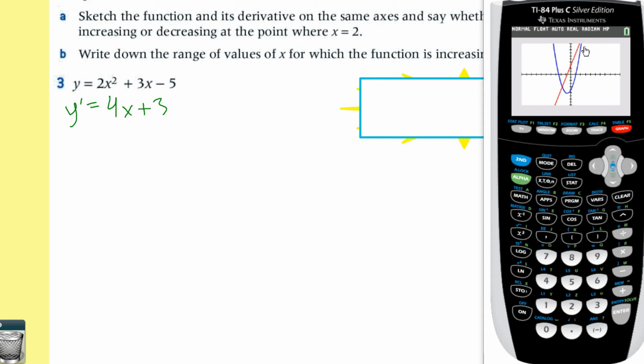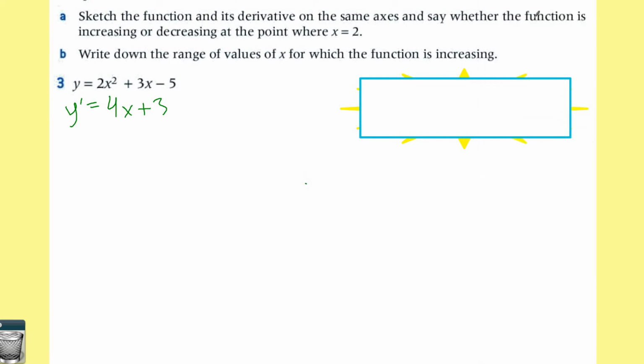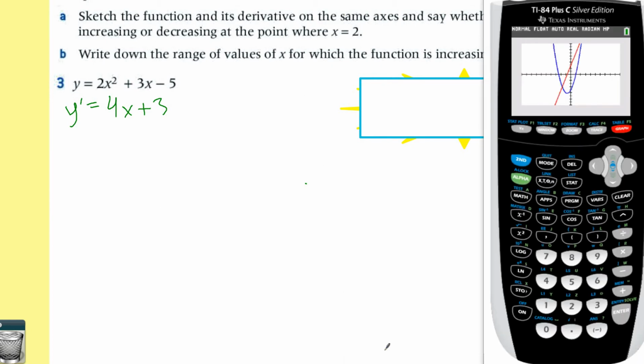I've already done mine. So here you can see the derivative, and blue is the original function. We want to know whether the function is increasing or decreasing at the point where x equals 2. So if I just trace them, I'm on my original one, the blue. So when x is 2, oh, did I not hit trace? It's because I hit the button. That's what it is. Trace 2.